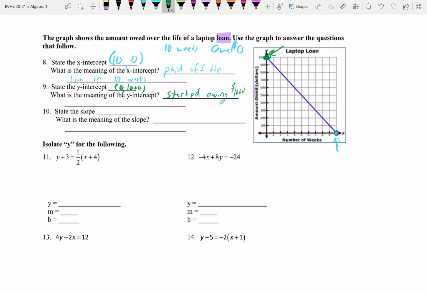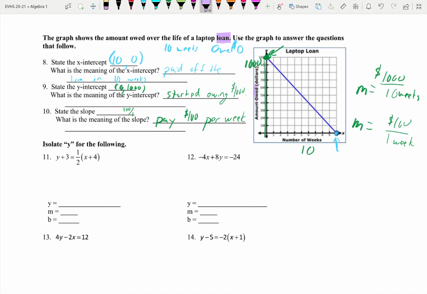Okay, our slope, we've got to pick 2 points that it goes through. And you know what? I'm just going to go ahead and use the 2 points we already have. Here, my y-intercept all the way down, that means my rise is 1,000 and my run is 10. So my slope is 1,000 over 10, and that's dollars per week. If I reduce that, I'm going to have $100 in 1 week. I'm sorry, I wrote that wrong. 100 over 1. And what does that mean? Well, we're making payments on our loan, so we're going to pay $100 per week.